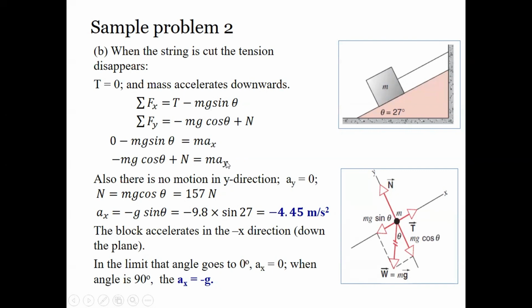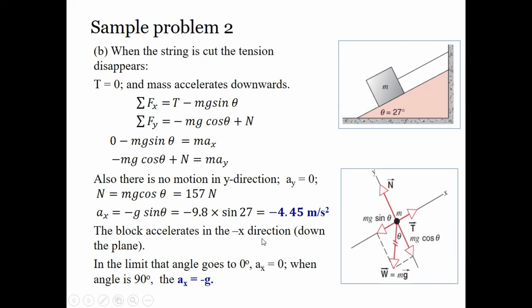Now we know very well that there is no acceleration along the y direction, therefore ay will be 0. Simplifying this, we get N equal to mg cos theta, and we substitute the values of theta, m and g, and we get 157 newtons. ax is equal to minus g times sine theta, and we substitute and get the acceleration as minus 4.45 meters per second squared, and this negative sign indicates that it is accelerating in the minus x direction, the downward direction.